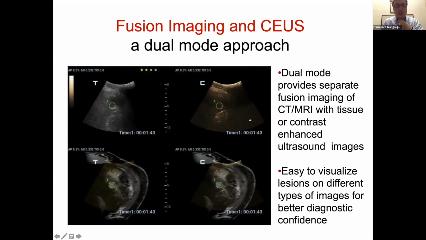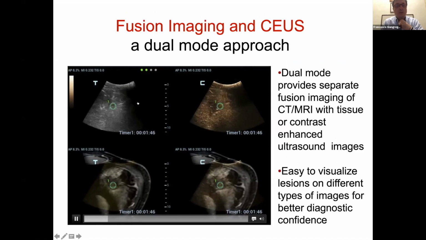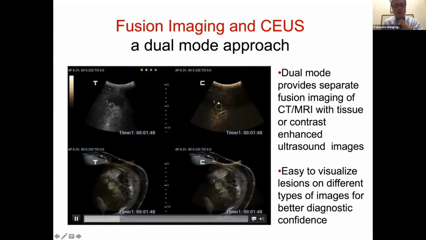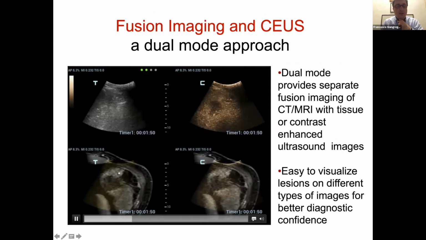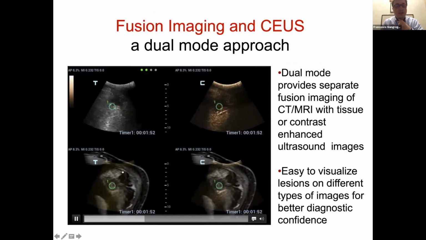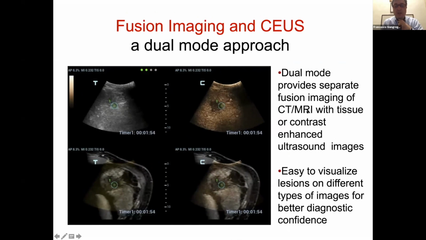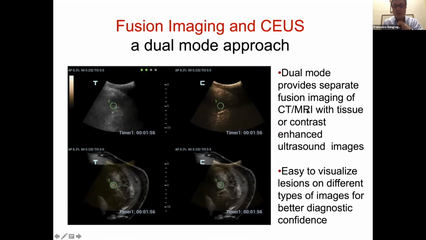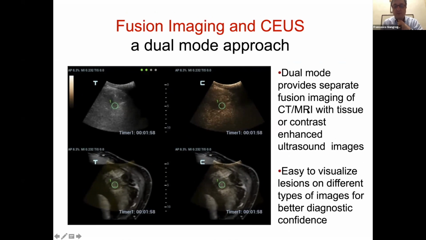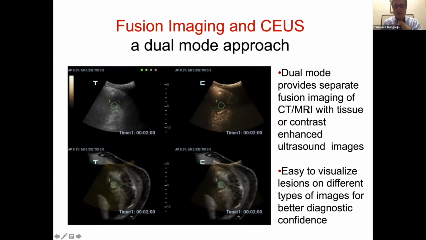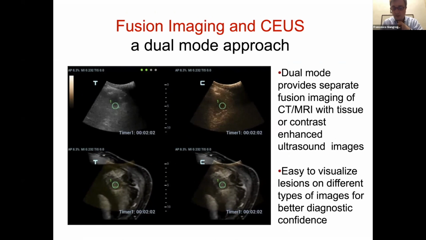We can use also dual mode, so conventional US, contrast enhanced US, and other techniques like MRI, and we can easily visualize the lesion on different types of imaging for better diagnostic confidence.